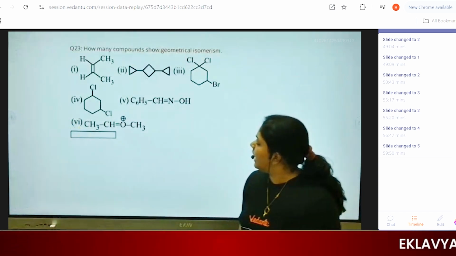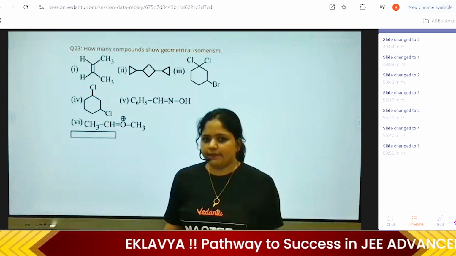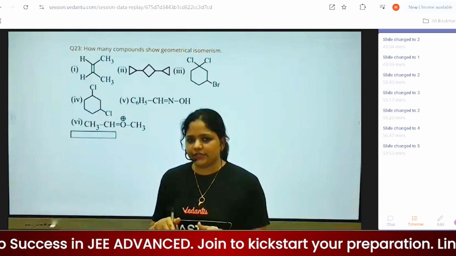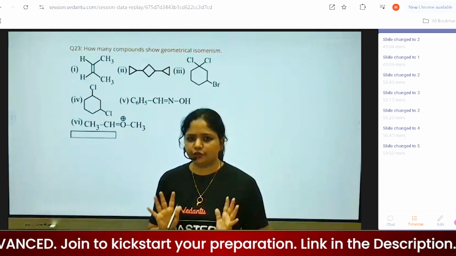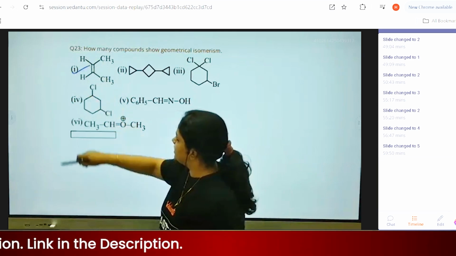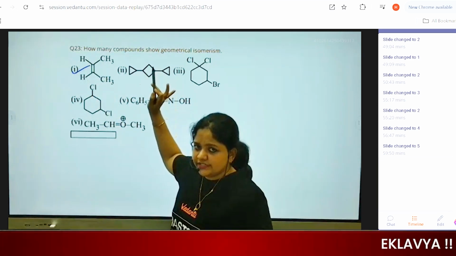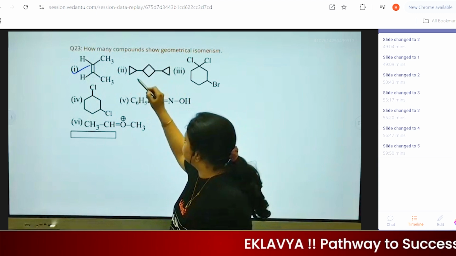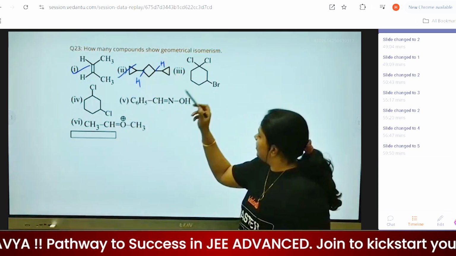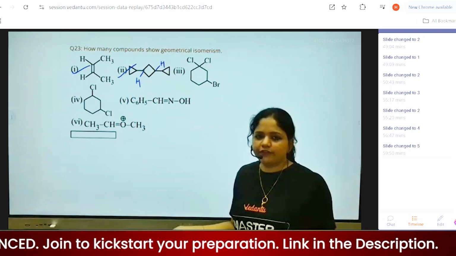See in this one, how many compounds show geometrical isomerism? For any compound to show geometrical isomerism, there should be restricted rotation. That restricted rotation site should have 2 different groups attached. Double bond, restricted rotation, 2 different groups, this will show. So cycle, ring compound, restricted rotation, 2 different groups. So here H here H, yes, this will show. So here in this one, there are no 2 different groups. There is restricted rotation, but 2 different groups are not there.